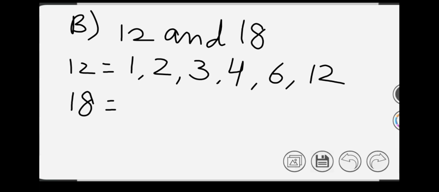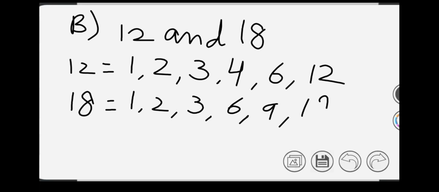So let's see in which table 18 comes. So starting from the smallest, 1, 2, 3, 6, 9 and 18. So till here we have listed down the factors for both the numbers 12 and 18. Now the next step is to circle the common factors. Now let's see what are common factors.